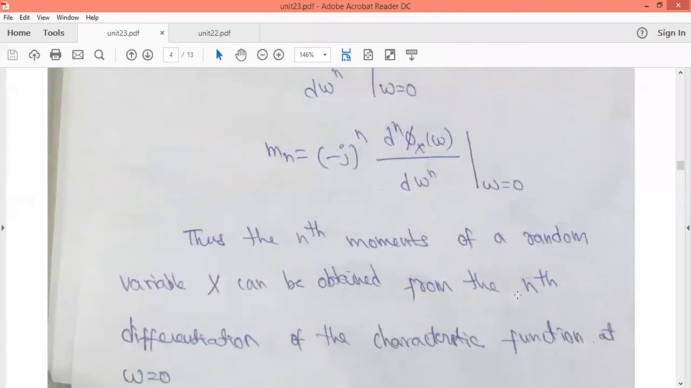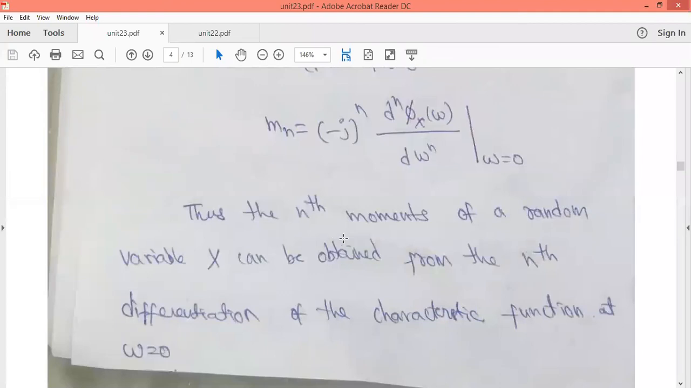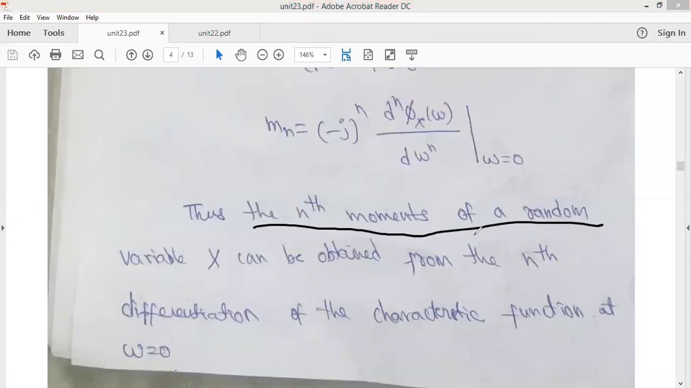So using this equation, the nth moment of a random variable x can be obtained from nth differentiation of characteristic equation at omega is equal to 0. So how do you find out nth moment? First we have to find out nth derivative of characteristic equation at omega is equal to 0 and multiply with minus j power n. So like this, using this equation, we can find out the nth moment of a random variable x.